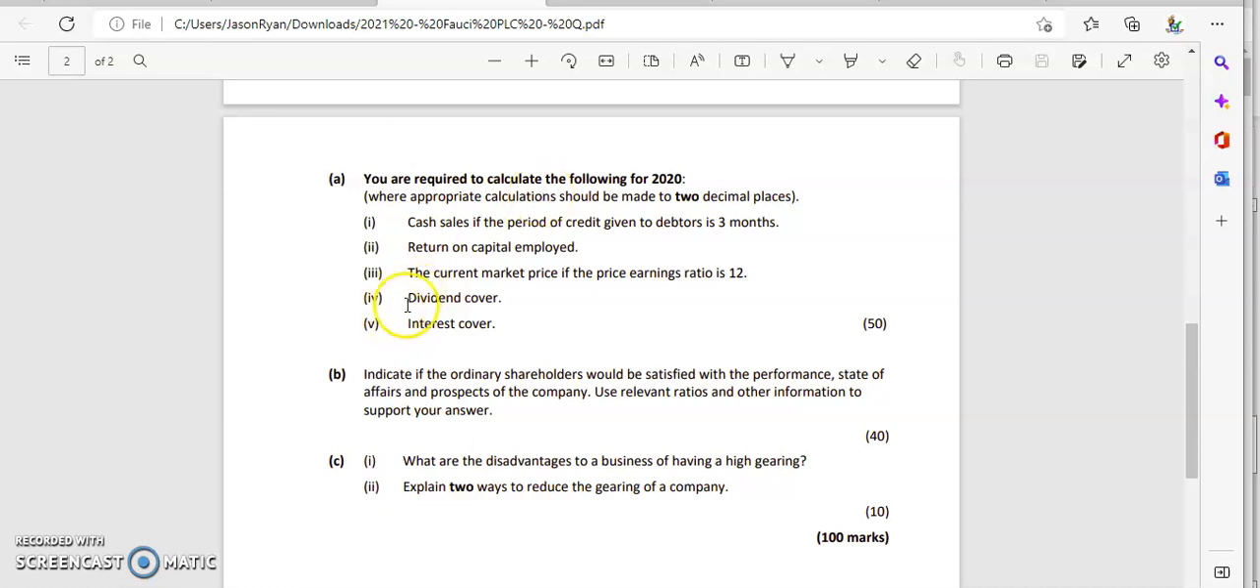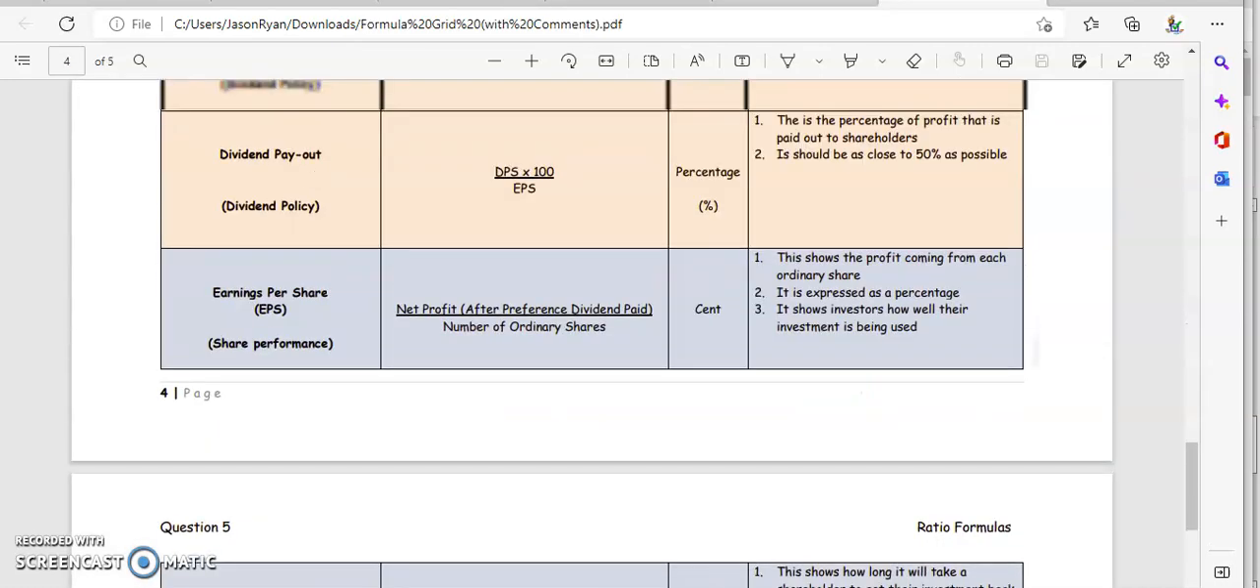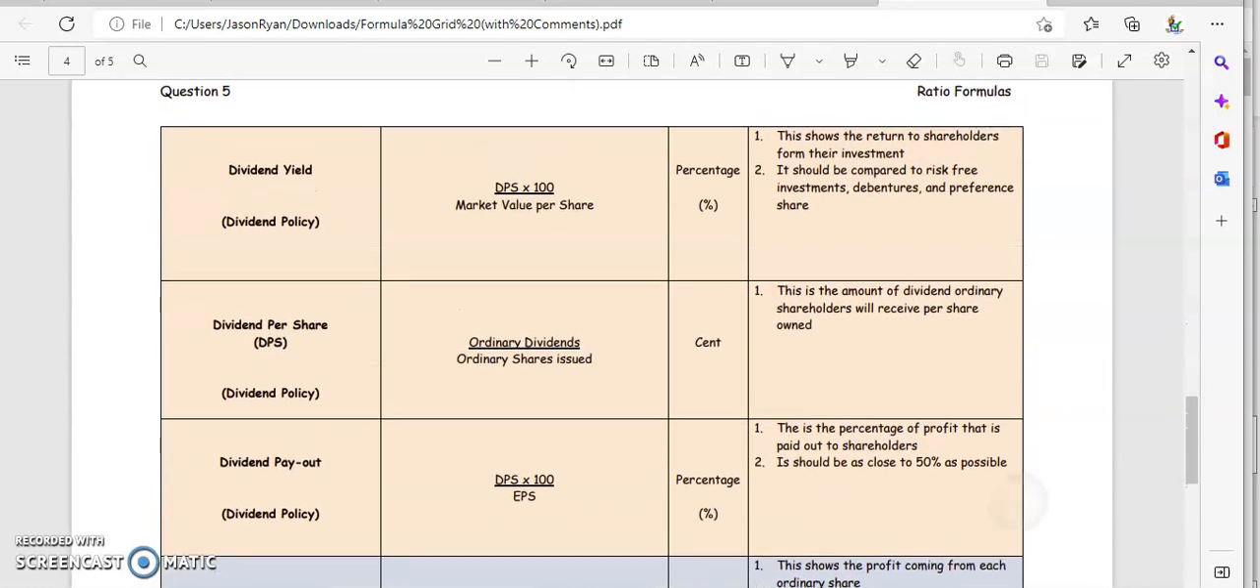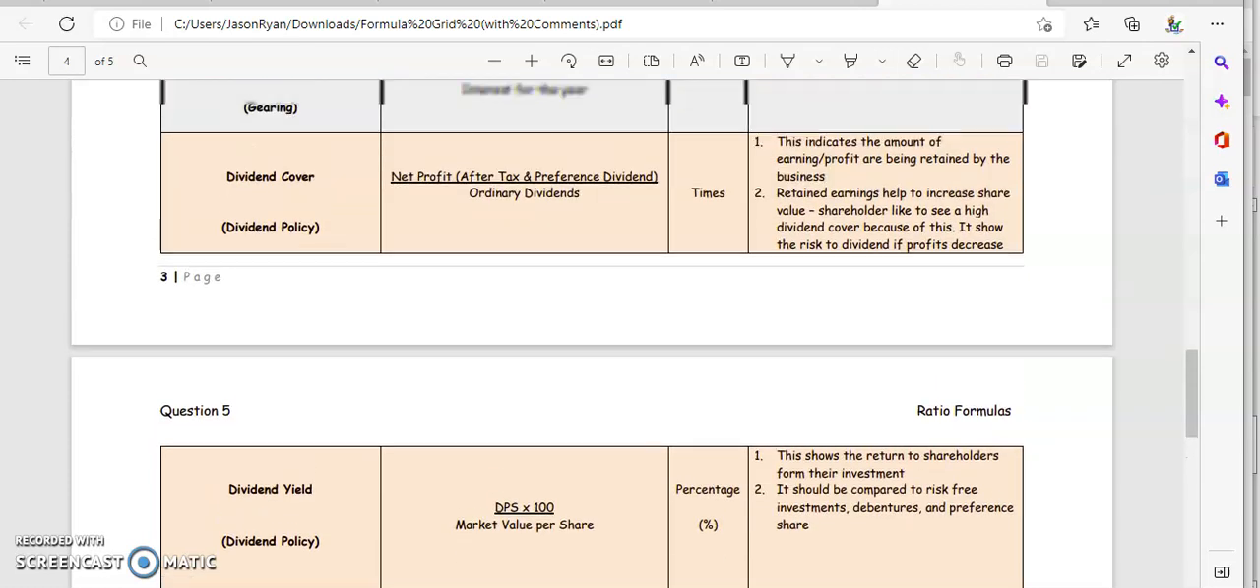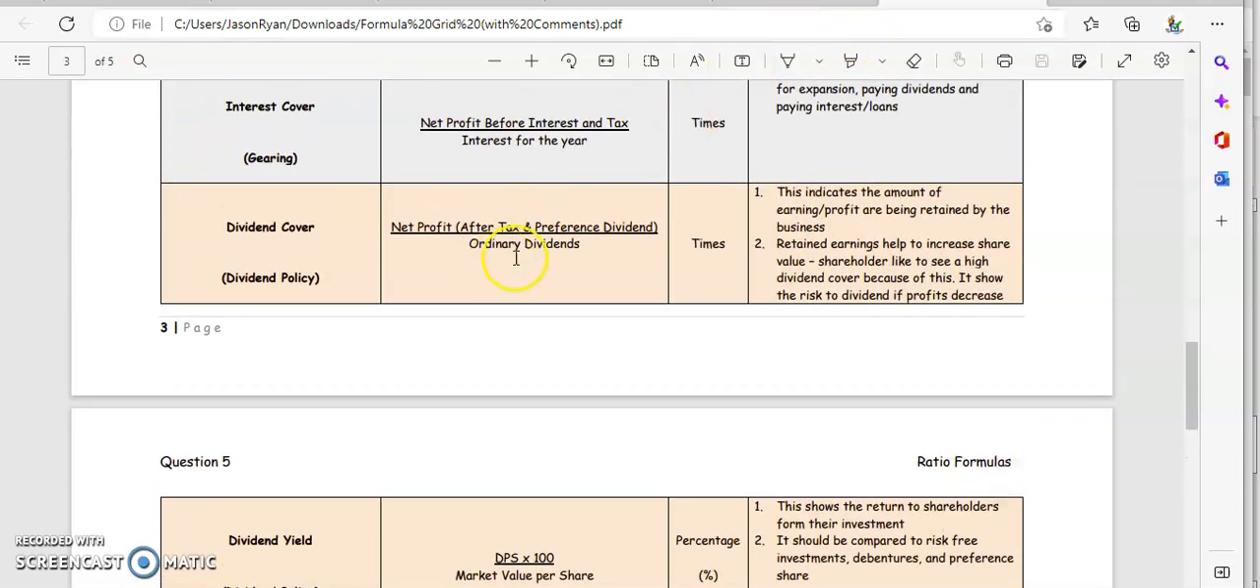Okay, so let's have a look at part 4 of our ratio analysis for 2021 for Fauci PLC, and it's looking at your dividend cover. So the formula for your dividend cover is your net profit after tax and preference dividend divided by your ordinary dividends.